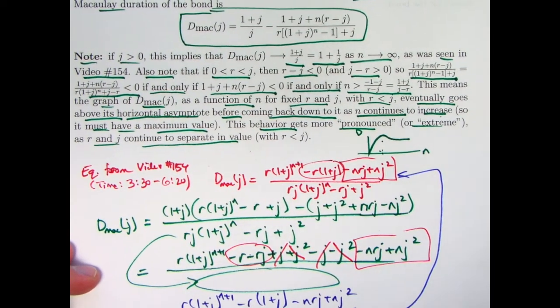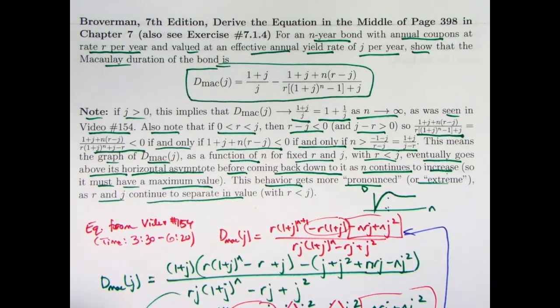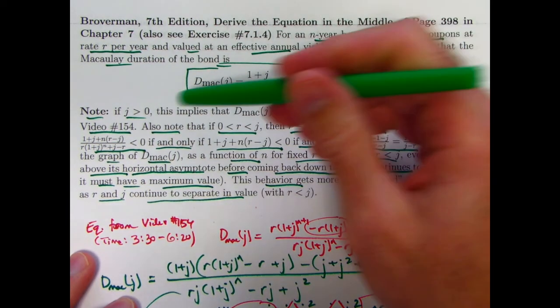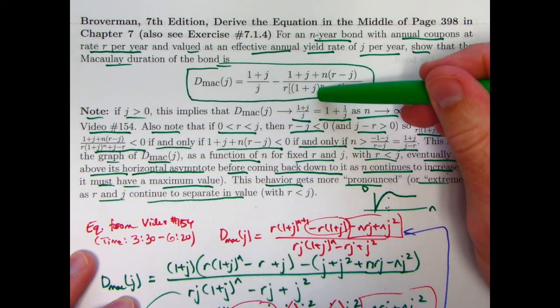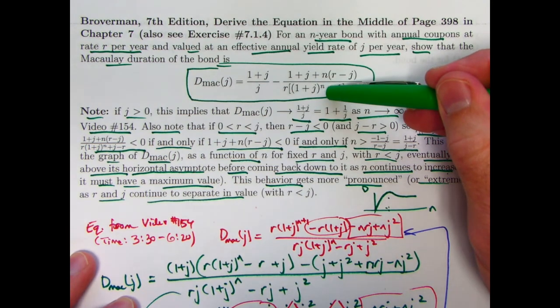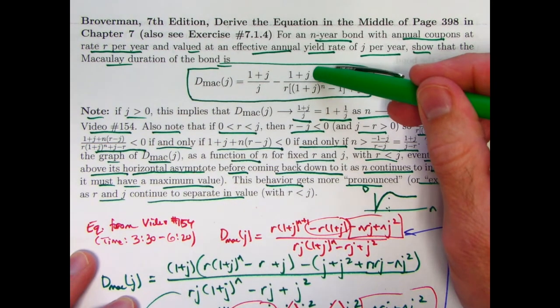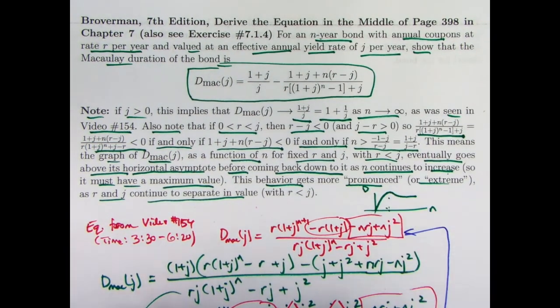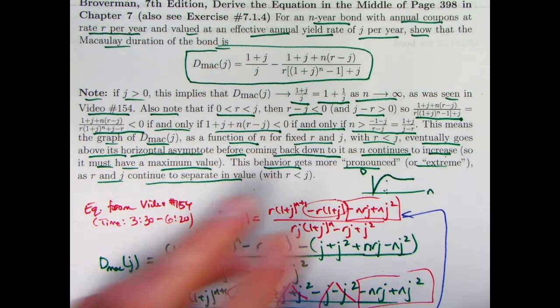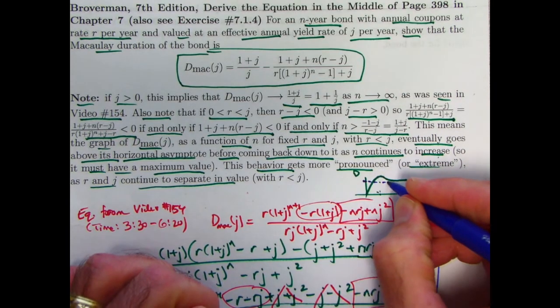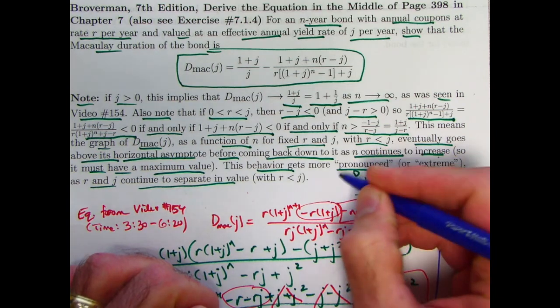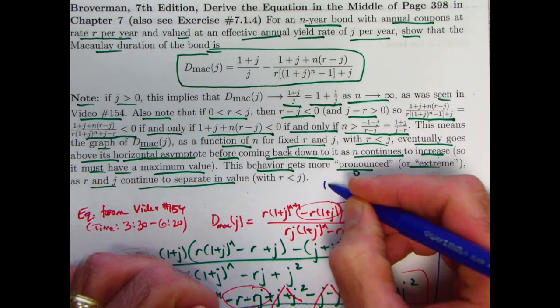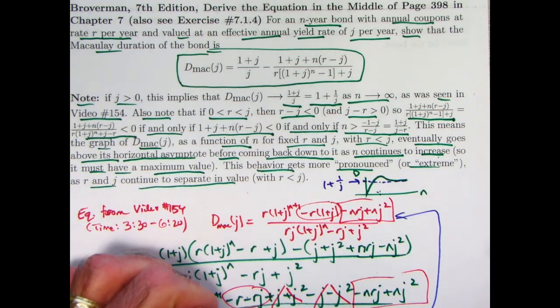But again, I think the note is the most important thing. As far as the practical importance, I'll re-emphasize the things in the note here, and then I'll be done. When we're in the situation where j is positive, so 1 plus j is bigger than 1, 1 plus j to the n will go to infinity as n goes to infinity. This fraction will go to 0 as n goes to infinity, and so the Macaulay duration will approach this thing, which in this graph, that would be where your horizontal asymptote is for fixed j at 1 plus j over j, or if you prefer 1 plus 1 over j.